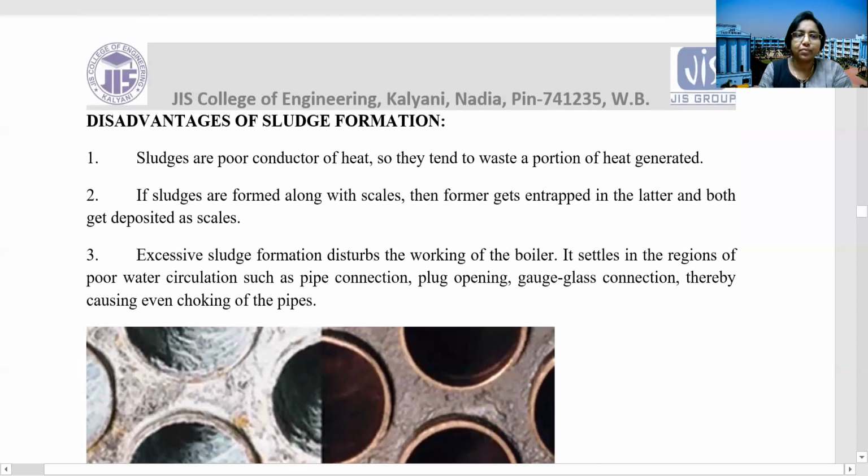Now, what are the disadvantages? Sludges are poor conductors of heat. You can understand that if there is a layer of something that is a bad conductor, then if it were a good conductor there would be no problem. But as it is a bad conductor, heat transfer efficiency is reduced.